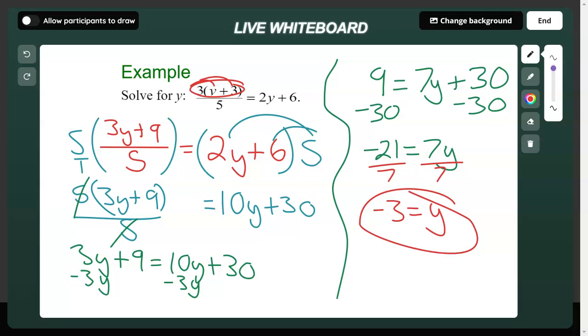Any other questions? Okay, I'll go ahead and start talking about the next slide. The next slide talks about different types of solutions. Everything we've had up until now has been what we call a conditional solution. How many answers have we had? One. We've had one answer for every single equation that we have. It's called a conditional equation. One solution.